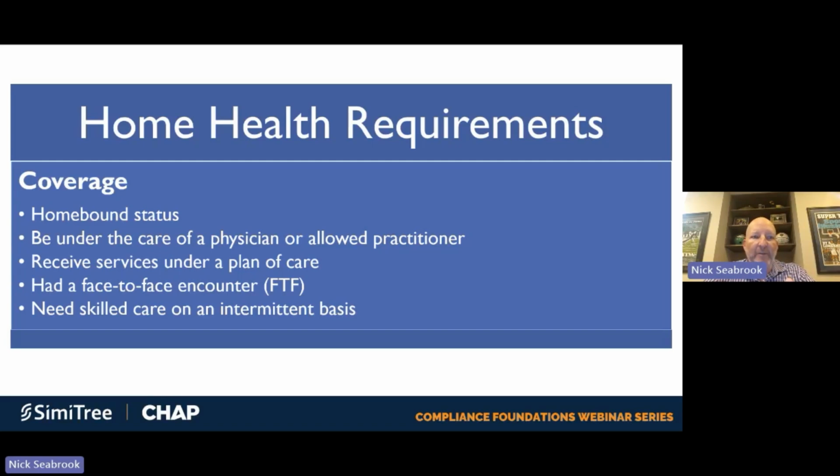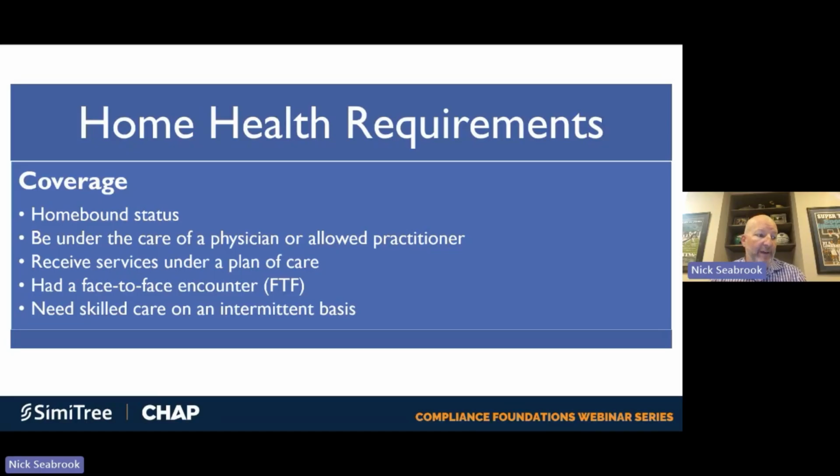So just some reminders from a home health standpoint. From a coverage standpoint, first and foremost, your patient needs to be homebound, right? That's a considerable and taxing effort in order to leave the home. That's the first requirement to receive these Medicare benefits from a home health standpoint. So homebound status is first and foremost.